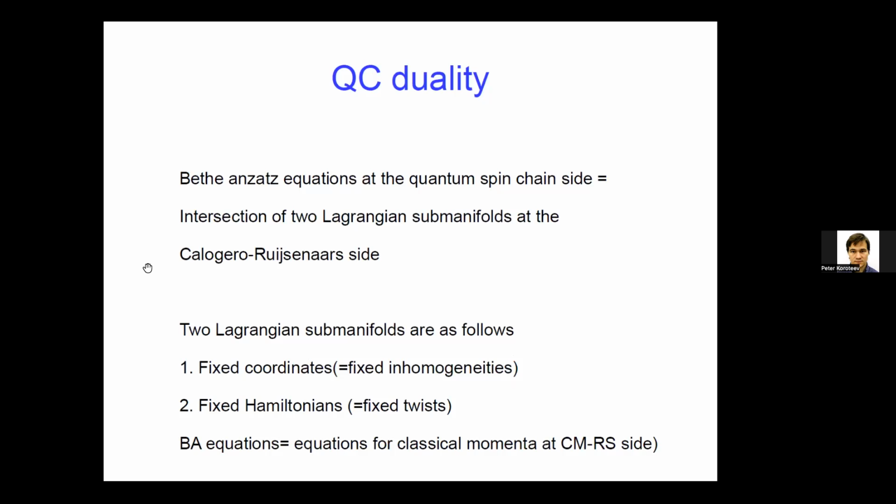So let me summarize the duality at the quantum classical level. Bethe's equation at the spin chain corresponds to the intersection of two Lagrangian manifolds. And these two Lagrangian manifolds correspond to fixed coordinates. Fixed coordinates at the Calogero-Moser side correspond to fixed inhomogeneities, and fixed Hamiltonians at the Calogero-Moser side correspond to fixed twists. Bethe's equation is just the equation for classical momenta.